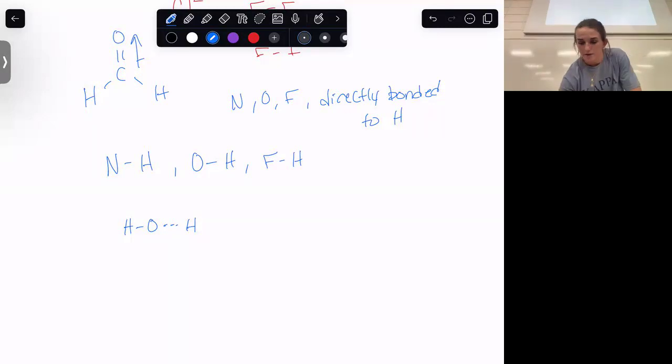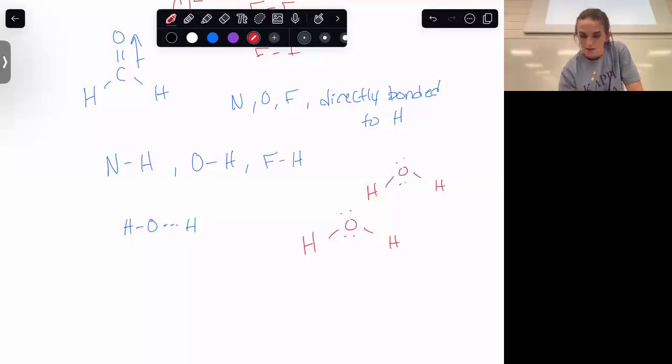But water, on the other hand, we can have this structure here, and then another water molecule can come in, and then we have the HOH bond that we're talking about.